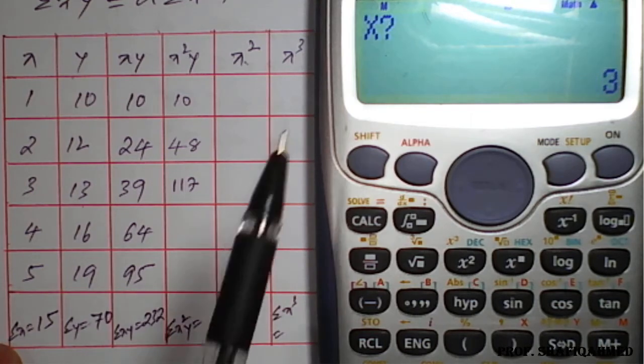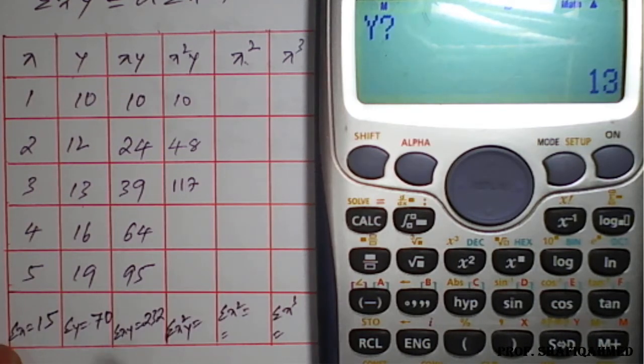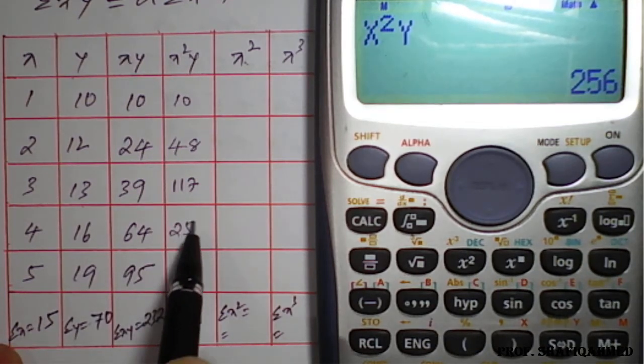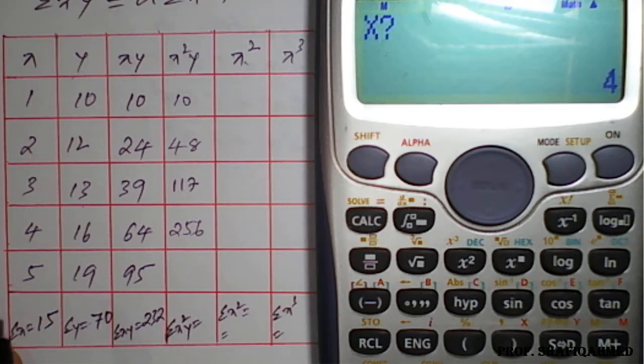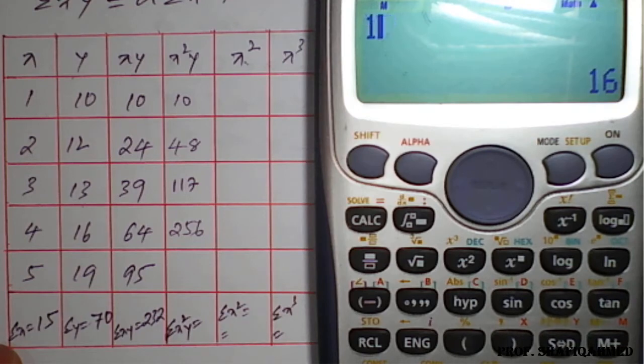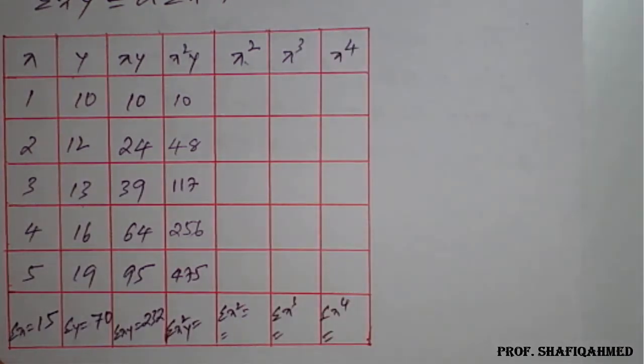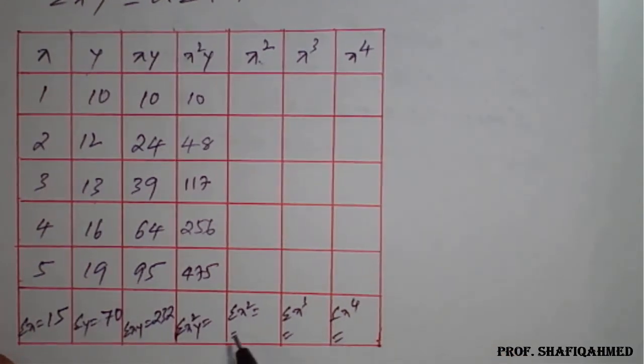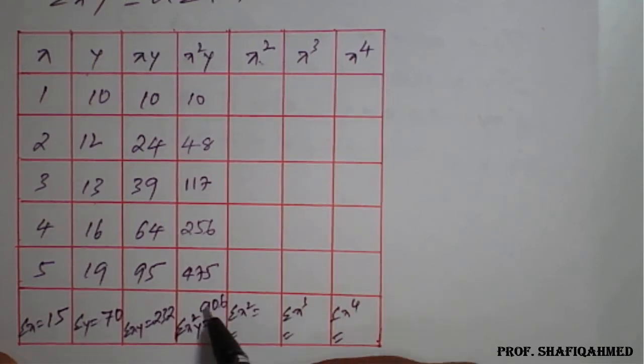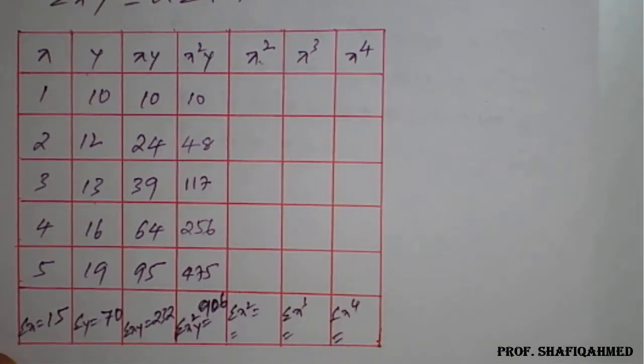Next, press the equal to sign, it will ask the value. x is 4, y is 16, so it will be 256. Next, equal to sign, x is 5, y is 19, so 475. Fine. So we need to add this, and on adding we'll get the sum of x square y as 906.